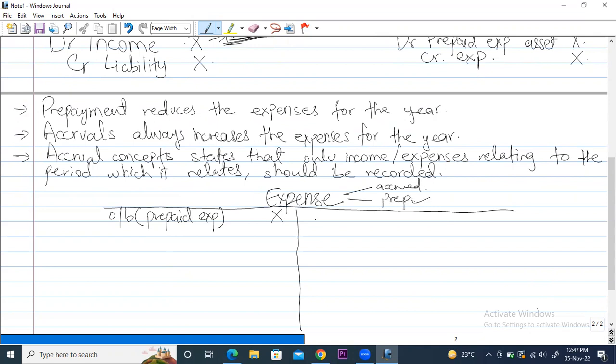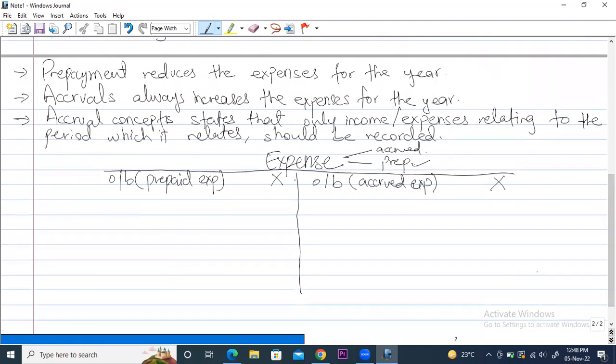Now, what about accrued? Any opening balance relating to the accrued expense. Accrued expense, you remember, was a delayed expense. Delayed expense means extra obligation, extra liability, right? So accrued was a liability. So any liability always has an opening balance on the credit side, right? So accrued expense opening will be coming on the credit side. Now these opening balances mostly will be given to you in the questions.